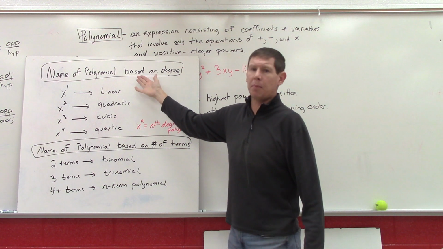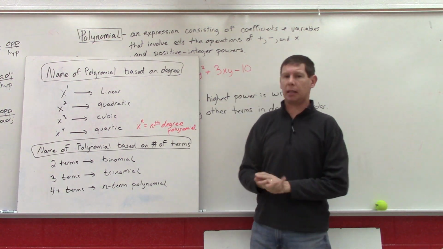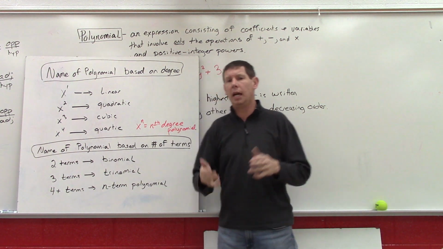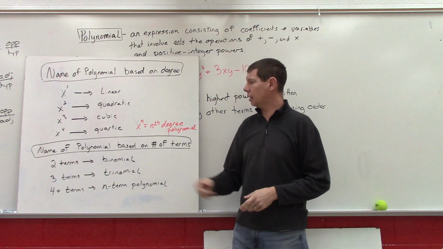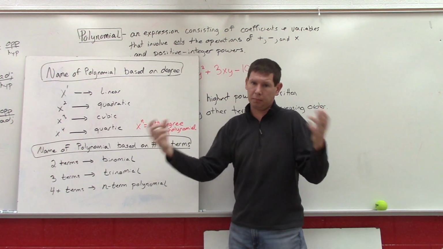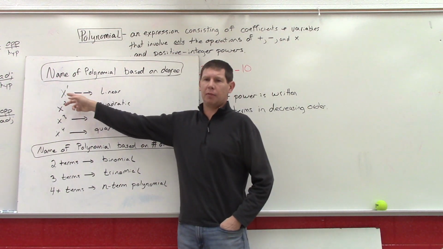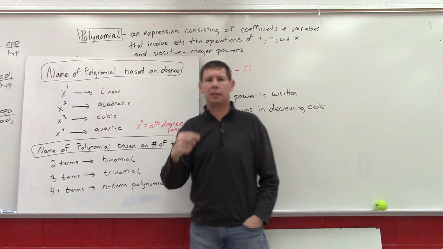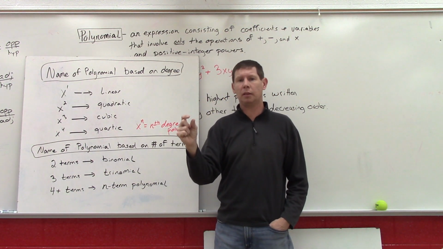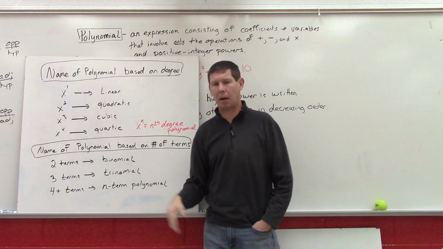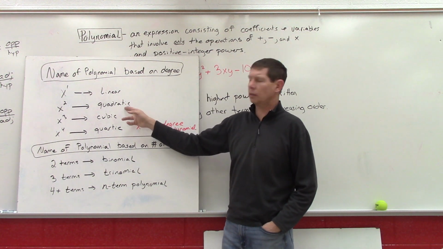So when we name a polynomial, we're going to name it based on two things. The degree, which is the highest exponent, and the number of terms, which is exactly what it sounds like, how many terms you see. So if we have an x, or x to the first, that's what we call a linear polynomial. If our highest degree or exponent is a 2, we would call it a binomial, or, sorry, quadratic.